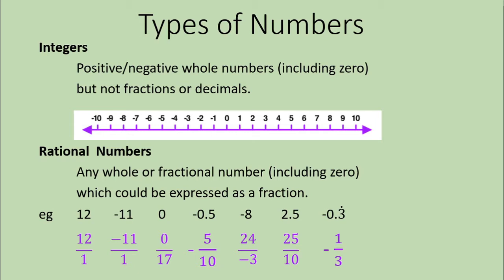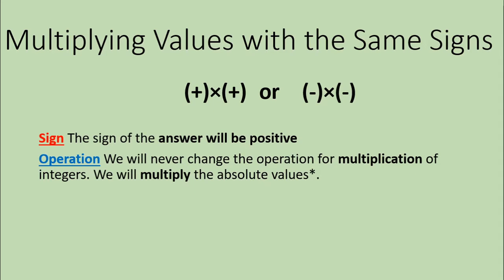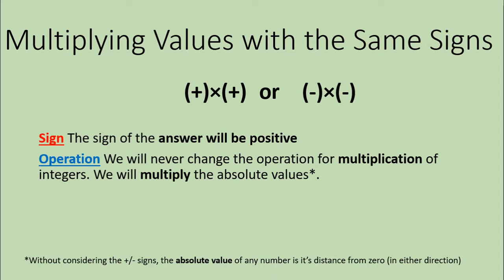Right, let's get started with multiplying our rational numbers, whether they are positive or negative. You must know this rule. The answer will be positive. But that does not affect the operation that we're doing. Regardless of whether you're multiplying a positive or a negative, it will still be a multiplication that you're doing. When we talk about multiplying absolute values, that's when we ignore the plus or minus sign and simply multiply the values. Now let's have a look at a couple of examples.